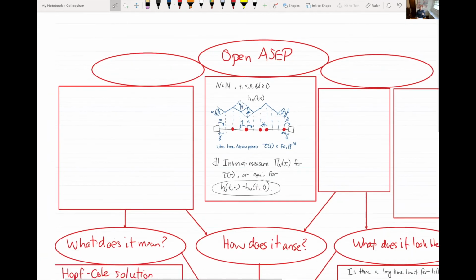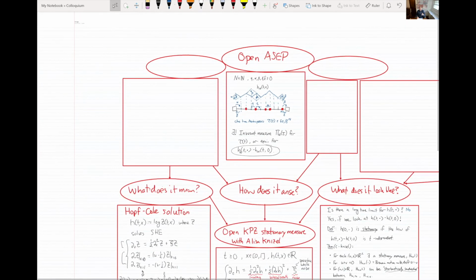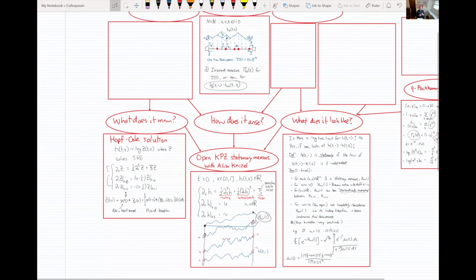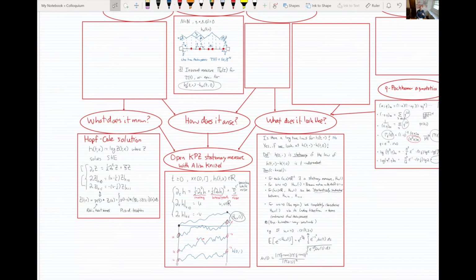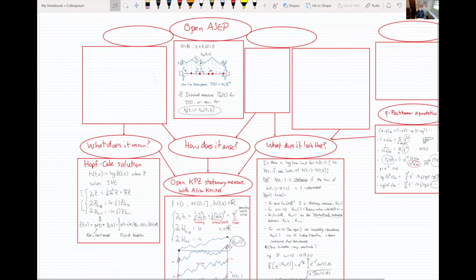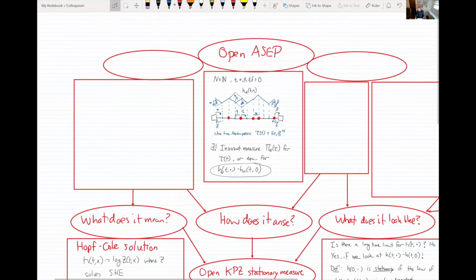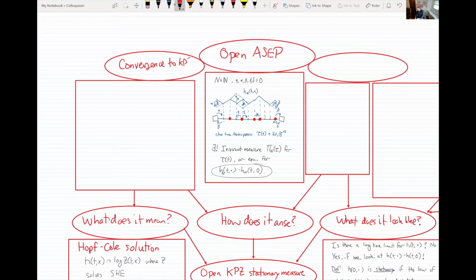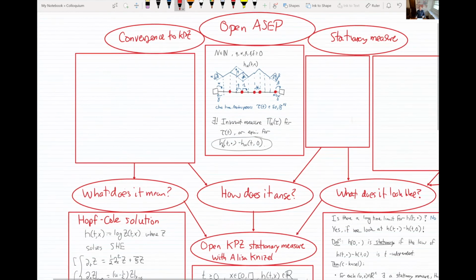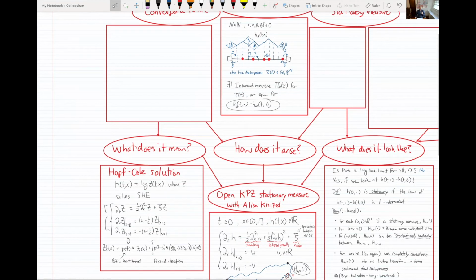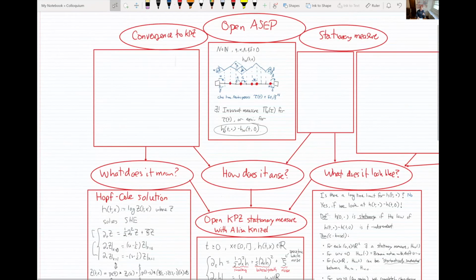So what is the relationship between this open ASEP height evolution and this continuous height evolution? Somehow one looks like a discretization of the other, but in what sense? So what I'll do in the remainder of the talk is first talk to you about the convergence of open ASEP to the KPZ equation. And then I'll talk to you about how you understand the stationary measure of this open ASEP. And if I combine the two, as the arrows suggest, you get your information about the KPZ equation stationary measure. So this is the sort of picture for the rest of the talk.